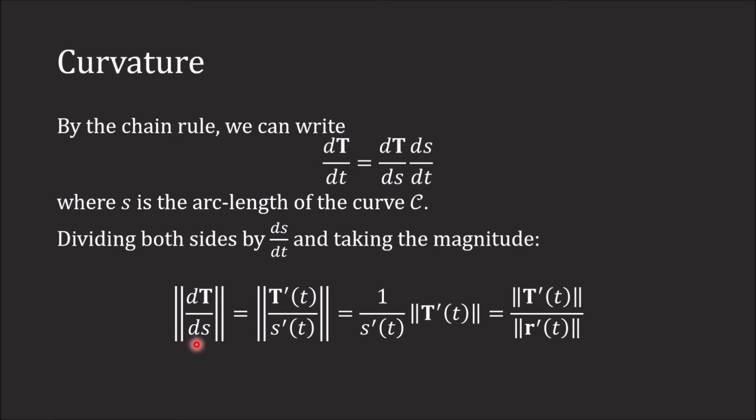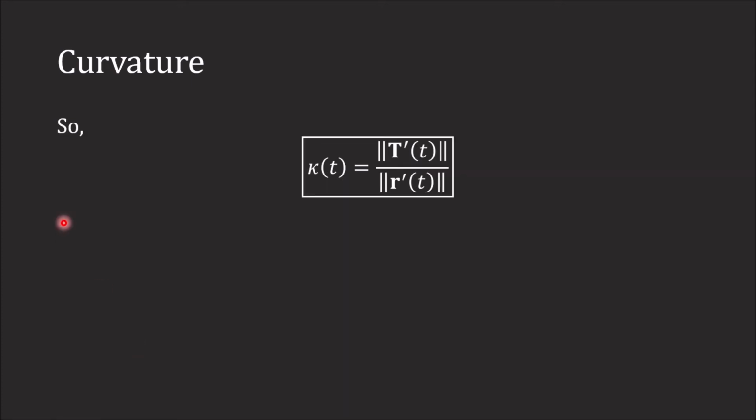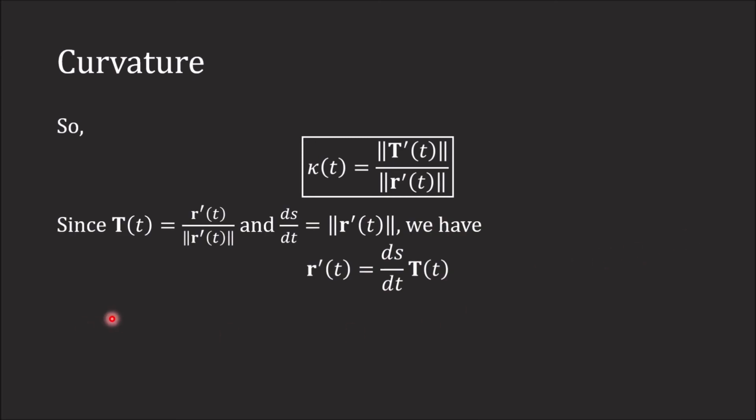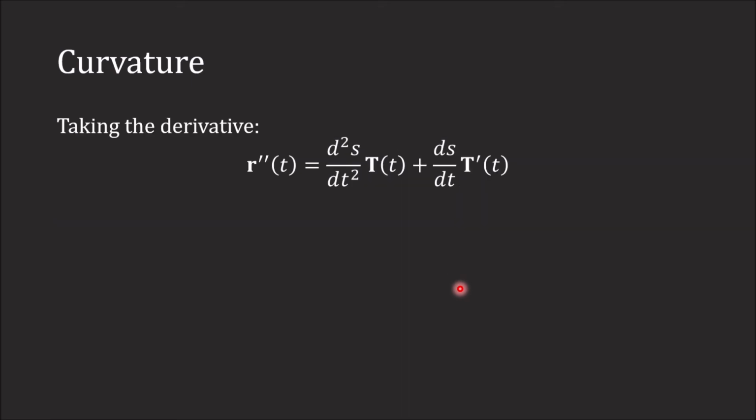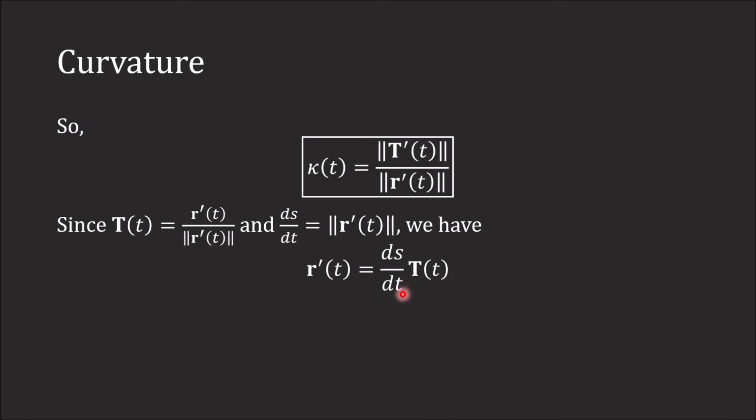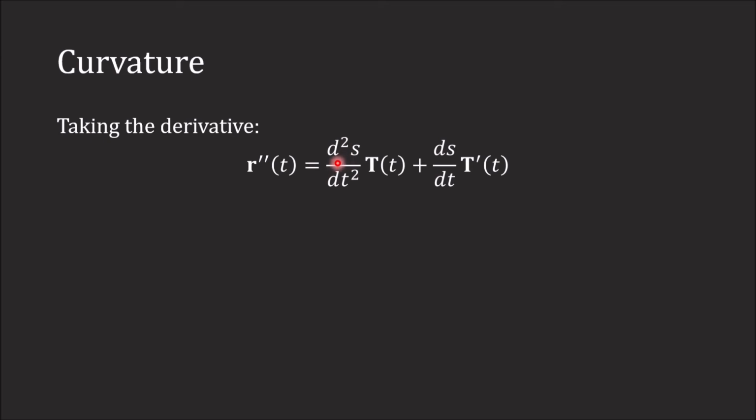But this piece here was the curvature kappa. And so we get kappa of t is the magnitude of T prime of t over the magnitude of r prime of t. However, this can still be quite tedious, because calculating the unit tangent vector can be quite tedious. But recall that the unit tangent vector is defined as r prime over the magnitude of r prime. So what we're going to have is r prime of t is equal to ds/dt times T of t. So if we take the derivative now, we find that r double prime is a product rule: the second derivative of s with respect to t times T plus ds/dt times T prime.